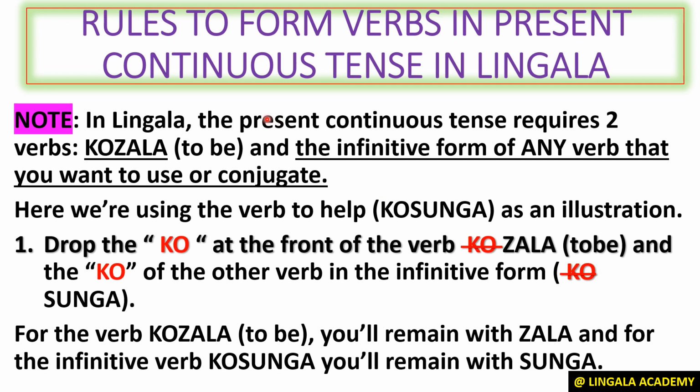First step, you need to drop the ko at the front of the verb kozala. Like I said, the verb to be. Then you need to drop the ko of the form of the infinitive verb, which is kosunga. Then for the verb kozala, you will remain with zala. And for the infinitive verb kosunga, you will remain with sunga.